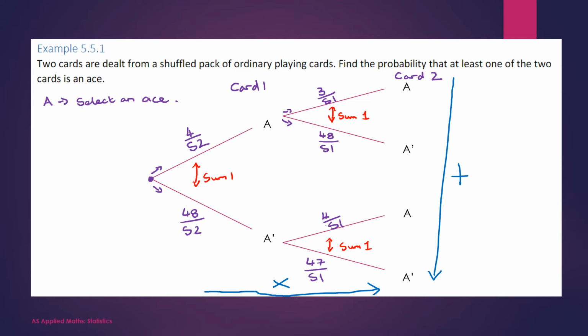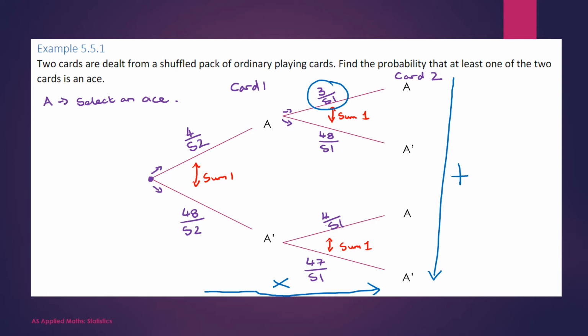They are only being treated as such because we have already considered, when we worked out this 3 over 51, what happened in the first situation and what effect that had on the second situation. However, going down, these are most certainly mutually exclusive.